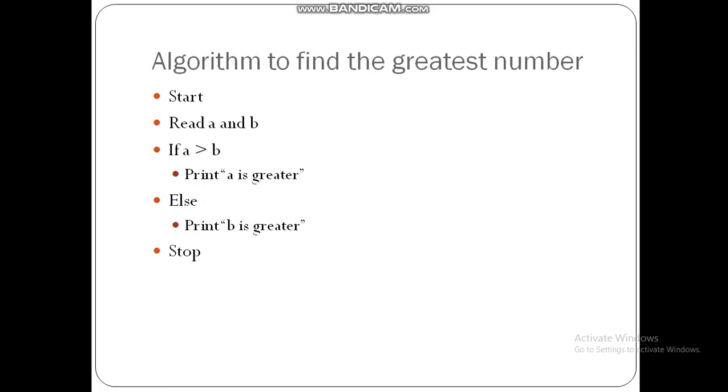The algorithm to find the greatest of two numbers. So what we are going to write in the first step? Start. In second step, as I have told, I want to find out the greatest of two numbers. So I need two numbers as input. So in second step, I am writing read A and B. You can write enter two numbers also, or read number 1 and number 2. It's your wish. So I am just writing read A and B. So I have the two numbers.